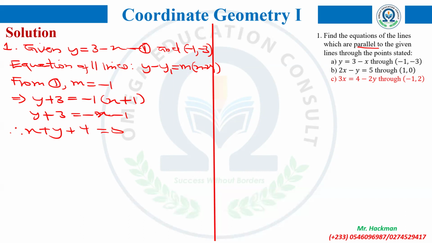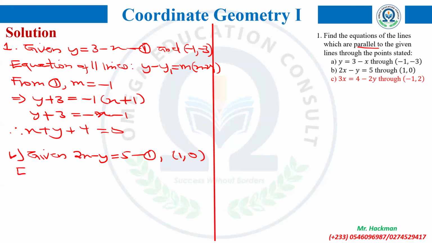Okay, we are going to do the B. Maybe a second one, then C. So B, what are we given? The equation 2x minus y is equal to 5. That will be your equation 1. And we've been given the point. I want to use a comma. Remember I've told you in math, a comma can also mean 'and'. So the point is 1, 0.